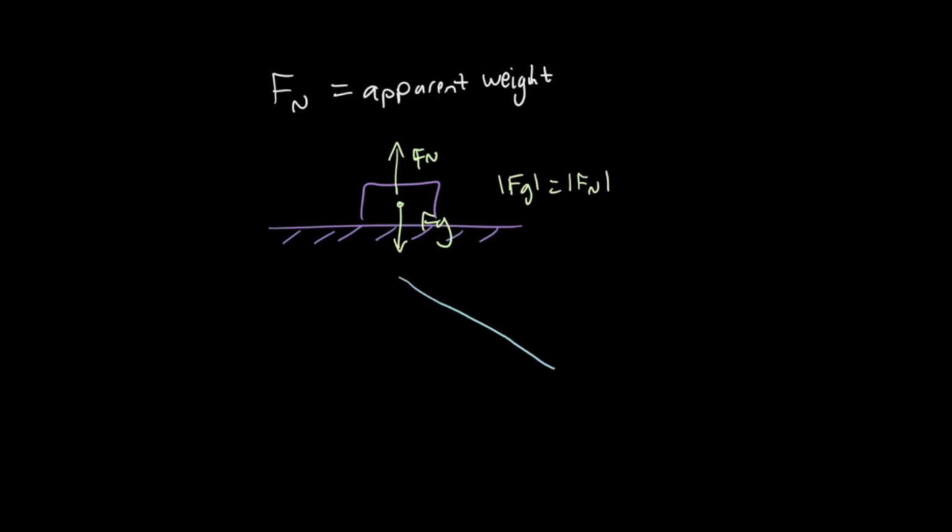However, if I was to have an inclined surface like this one, and the box was on here, then mg again is going to be straight down. However, Fn will always point perpendicular to the surface, so it's still going to be this way. In this case, if we drew our free body diagram, we would rotate it a little bit and get something like this.